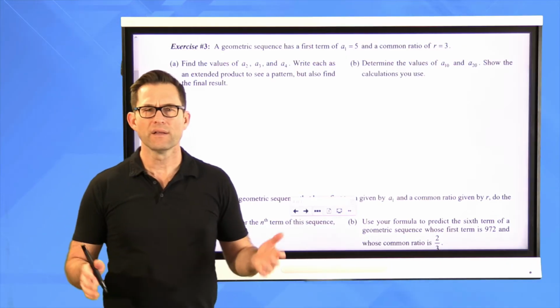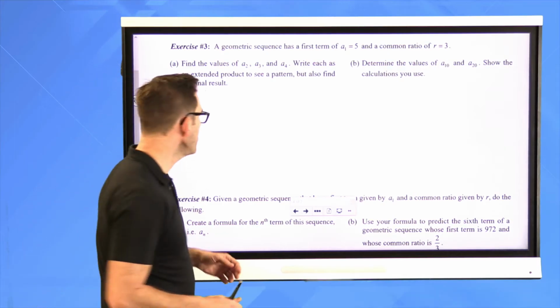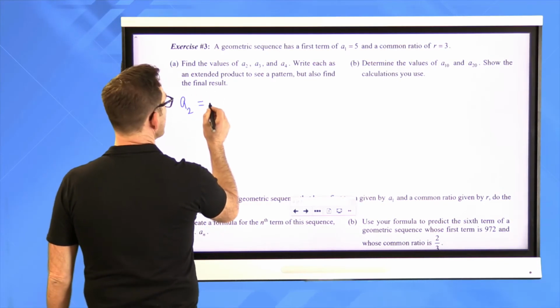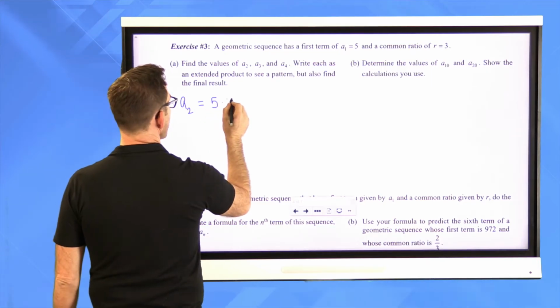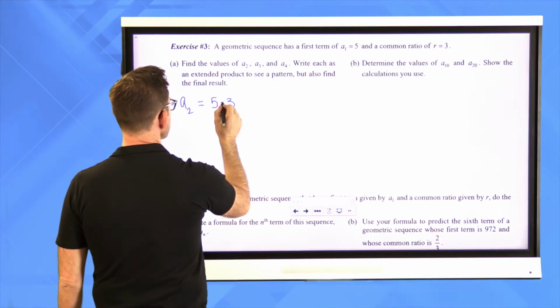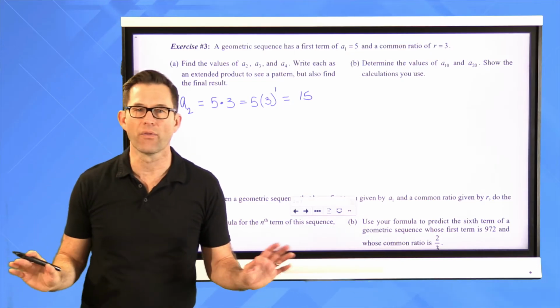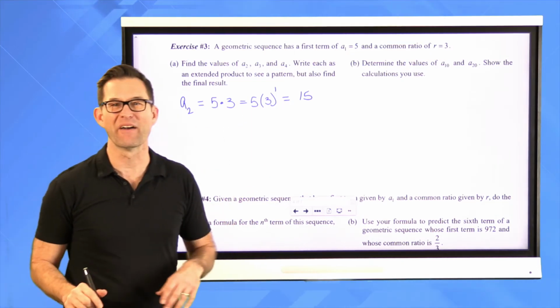All right, let's talk about this, right? So the idea here is that A2 would be 5 times 3. All right, 5 times 3. Or better yet, 5 times 3 to the first. That's easy enough. That's 15. All right, so no big deal there. Okay, nothing interesting about A2.